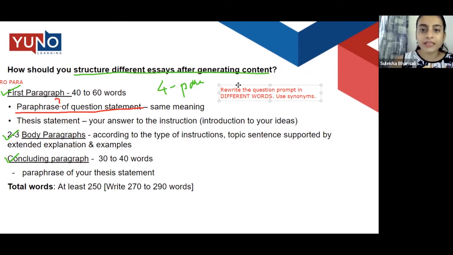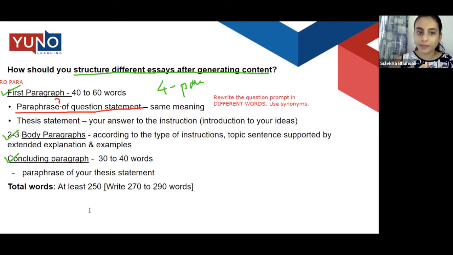So paraphrasing is the first sentence of your essay, and the first sentence is derived from the question prompt itself, where you rewrite the question prompt in different words. It should mean the same thing, but with a different set of words, right? That is paraphrasing. The second thing which you need to do is write a thesis statement.